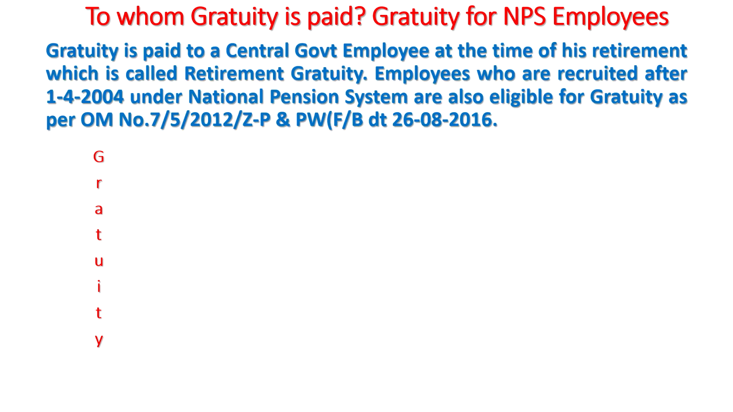To whom is the gratuity paid? Gratuity is paid to the central government employee at the time of his retirement, which is called retirement gratuity. And employees who are recruited after 1/4/2004 under the National Pension System, or the NPS, are also eligible for gratuity as per the OM number 75/2012 dated 26/8/2016. As per this OM, even the NPS employees recruited after 1/4/2004 are eligible for the same gratuity that the central government employees in the old pension scheme are getting. So both get the same and equal gratuity now.